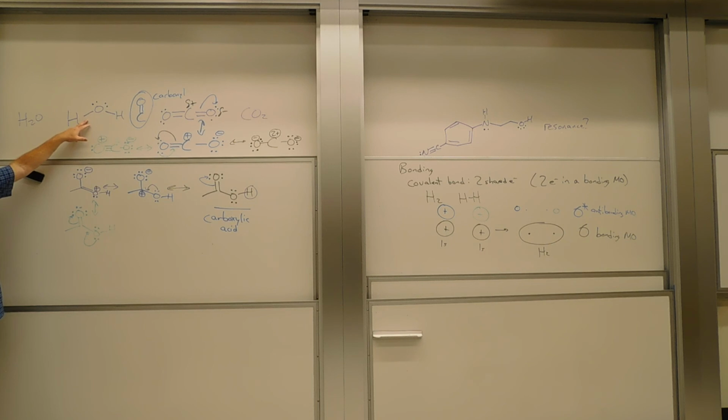And it's why water doesn't have any resonance structures. I can't take the lone pair and put it on hydrogen. Hydrogen doesn't have any electrons to make a pi bond. If I break this OH bond, I'm doing a chemical reaction. That's not a resonance structure.